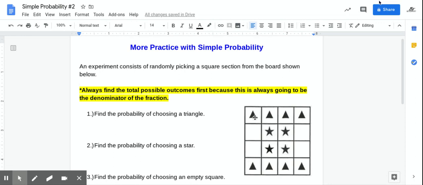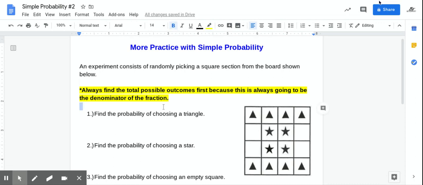Well, let's see. I can pick this triangle, or this triangle, or this triangle, or this triangle, or this blank square, or this star, or this star, or this blank square, and so on and so forth. So each individual square is a possible outcome. So we're first going to determine the total. We're simply going to count up all these squares. 1, 2, 3, 4, 5, 6, 7, 8, 9, 10, 11, 12, 13, 14, 15, 16. So since there are 16 squares, that tells me that there are 16 possible outcomes.